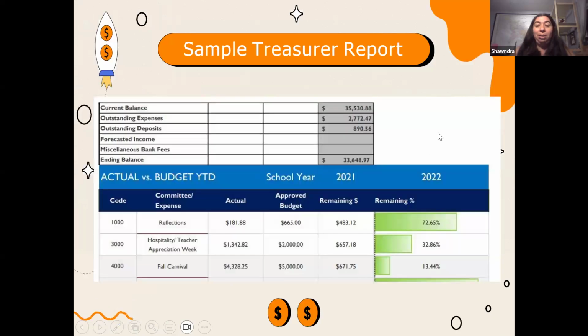So this is just an example that we've been using. You can do different reports, whatever works for you guys, as long as you're, again, showing the difference between what you budgeted and what you've actually spent. This one, we're showing also remaining amounts. And then I like the visual, the graphic part of it. So I can see on this line item at this point in time, there was 72% of the budget remaining. Up top, we note the current balance, any outstanding expenses or deposits, and then what that ending balance would be for that point in time.